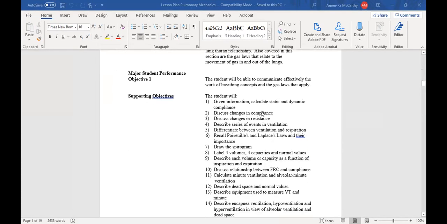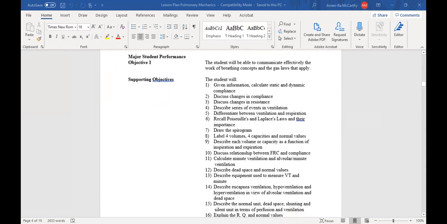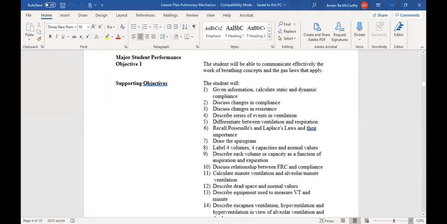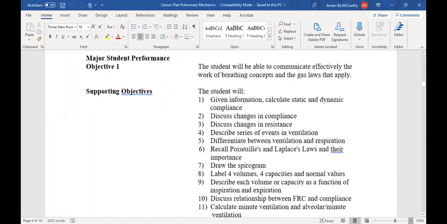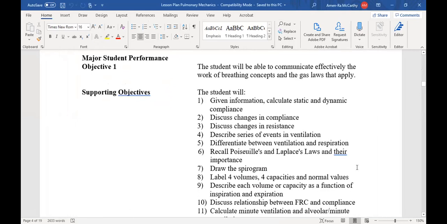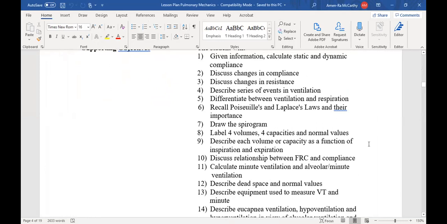All right, some of the main objectives for it: the student will be able to, given information, calculate the static and dynamic compliance, discuss the changes in compliance, discuss changes in resistance, describe the series of events in ventilation, differentiate between ventilation and respiration.